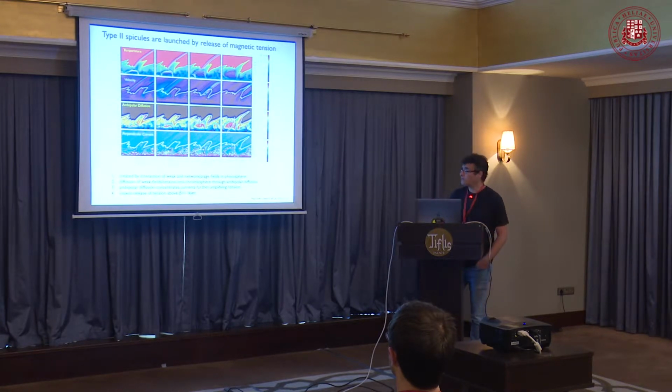What we found in this model is that through the interaction of the weak and the network fields in the photosphere, you have ambipolar diffusion that allows these weak fields and the tension they carry into the chromosphere. In addition to that, the ambipolar diffusion concentrates the currents. It kind of wipes the currents clean and concentrates them at the edge, which amplifies the tension. And then you get this violent release of tension above the bottom as well here.